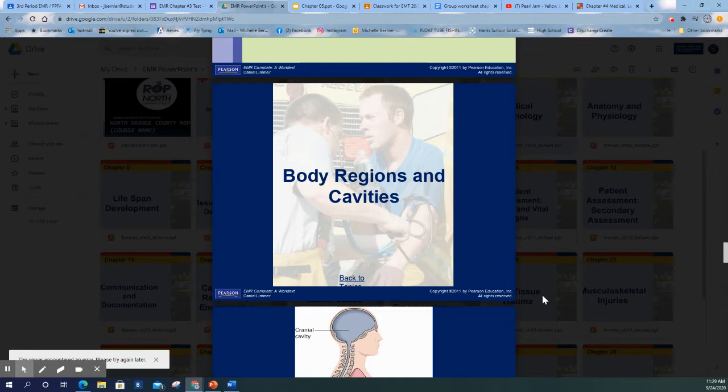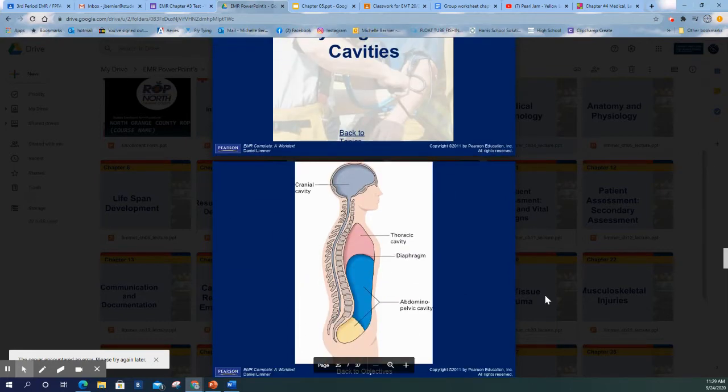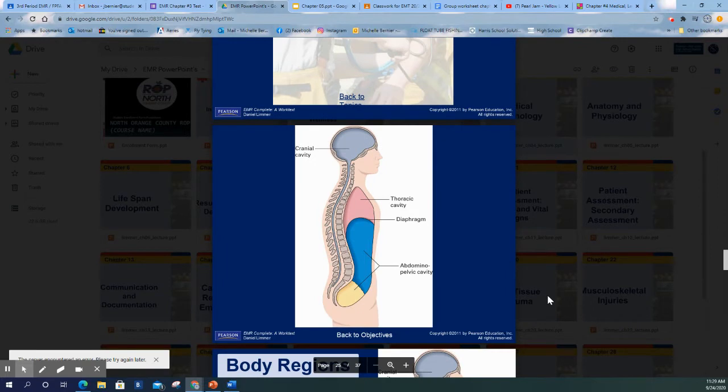Body regions and cavities. Let's go ahead and go through this. Our body has different regions on it, and each region is made up of a cavity which protects certain things or encompasses certain things.